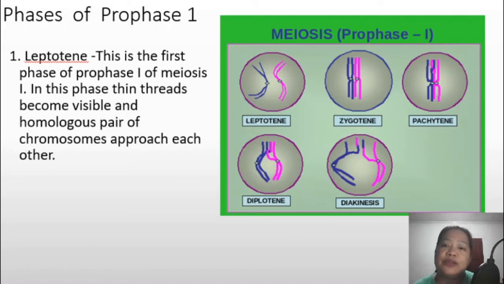it undergoes several stages. We have the first stage known as the leptotene. This is the first phase of prophase 1 of meiosis 1. In this phase, thin threads become visible and the homologous pair of chromosomes approach each other. So this is the leptotene.